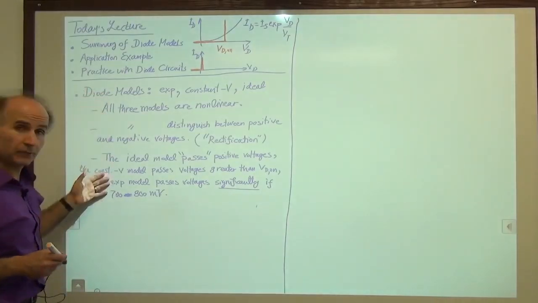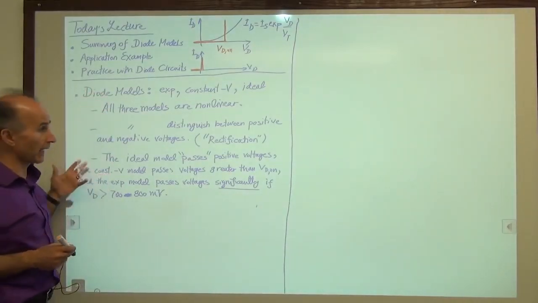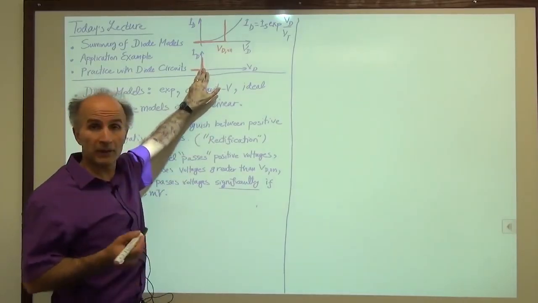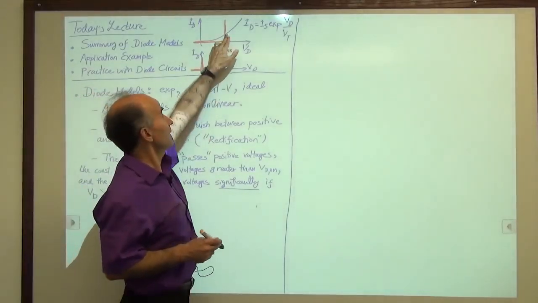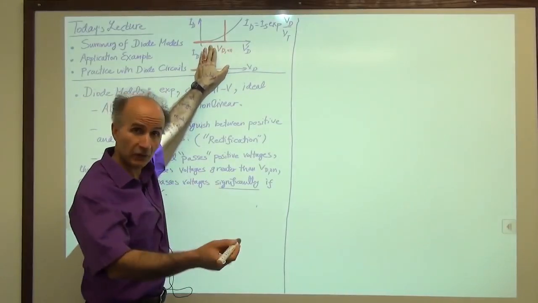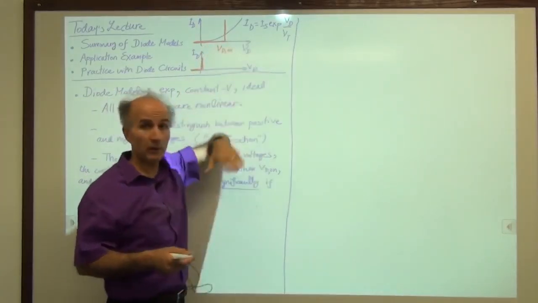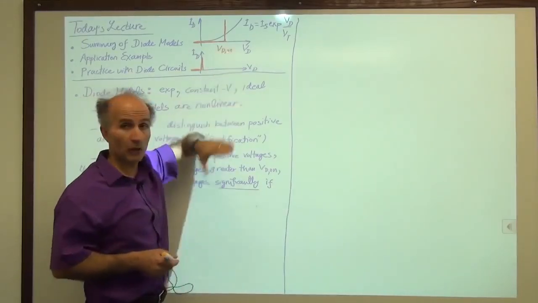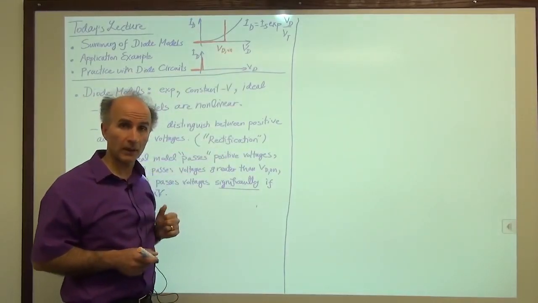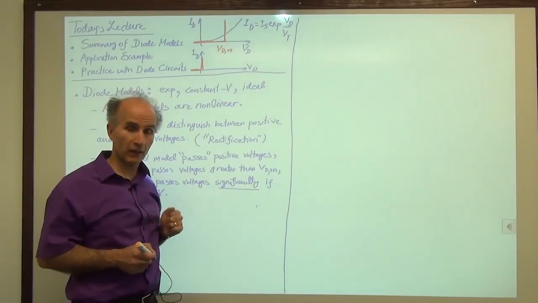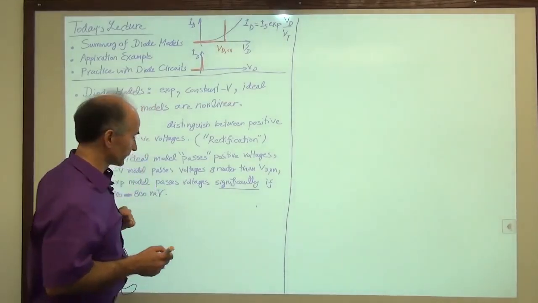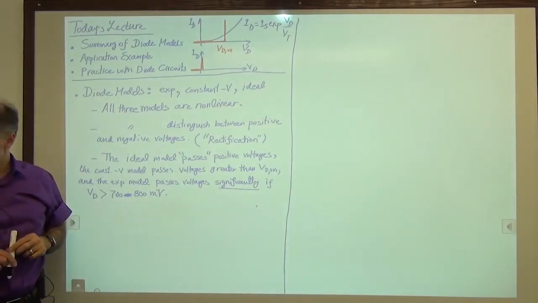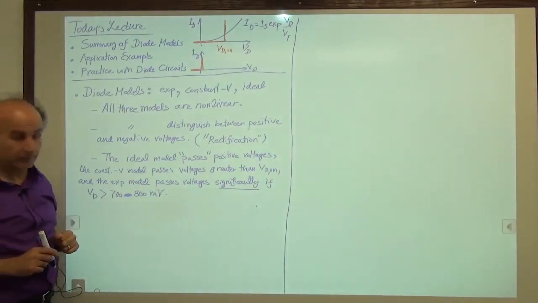Okay, so these are some attributes of these three models. And as I said before, we use the ideal model maybe 10% of the time, the constant voltage model maybe 80% of the time, and the exponential model maybe another 10% of the time. So the constant voltage model is the most common and popular model for analyzing diode circuits. All right, so that's a quick summary of what we have here.